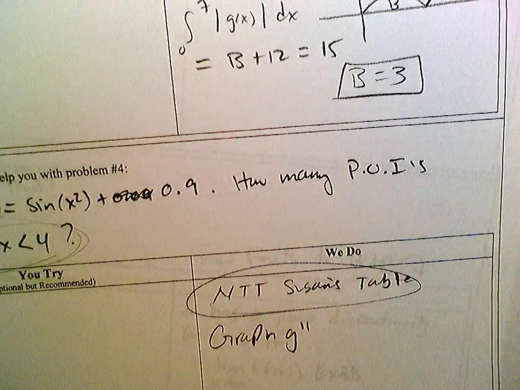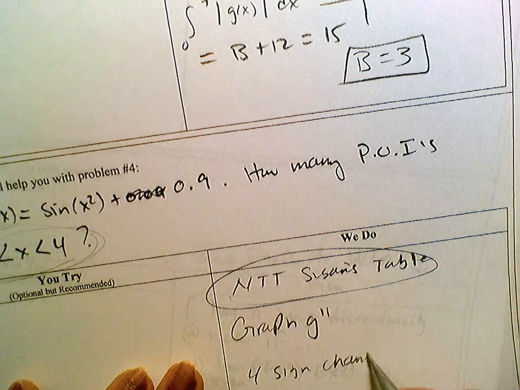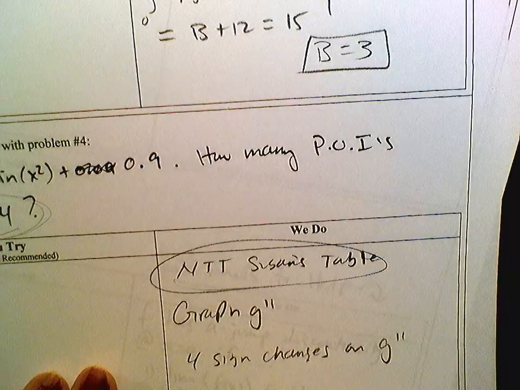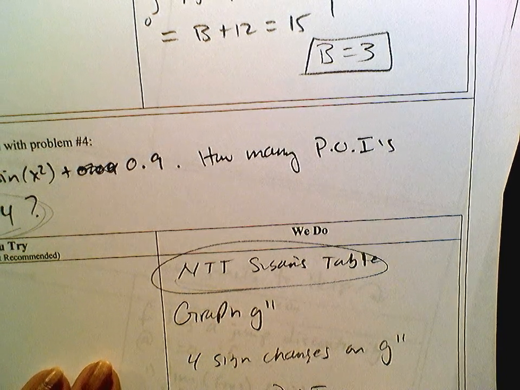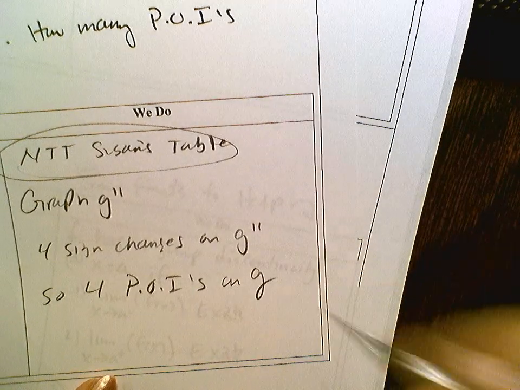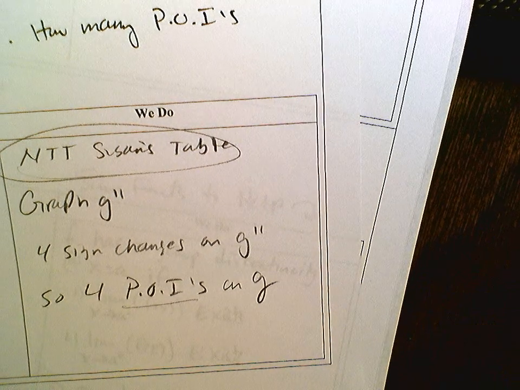4 sign changes on g double prime. So 4 points of inflection on g. And if you don't know that POI stands for point of inflection, then please write that down.